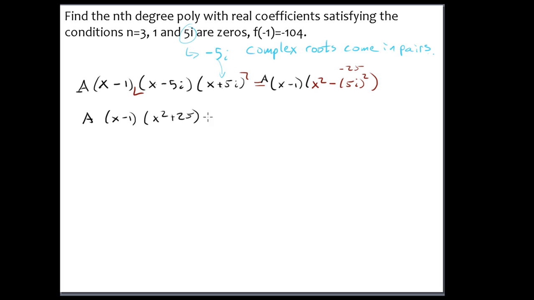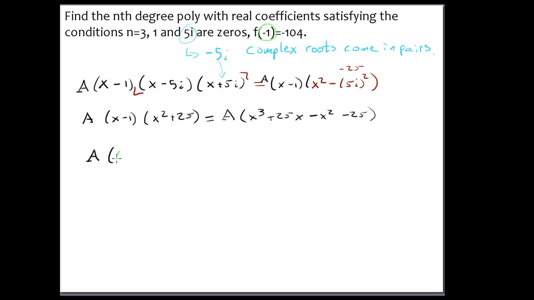Okay, now let's multiply this out. It's going to be a constant times x cubed plus 25x minus x squared minus 25. And we've got to figure out what that constant is. To do that, we're going to use our condition. So our constant out in front times our polynomial, evaluated at, what's our special value here? Evaluated at negative 1, it has to be equal to negative 104.